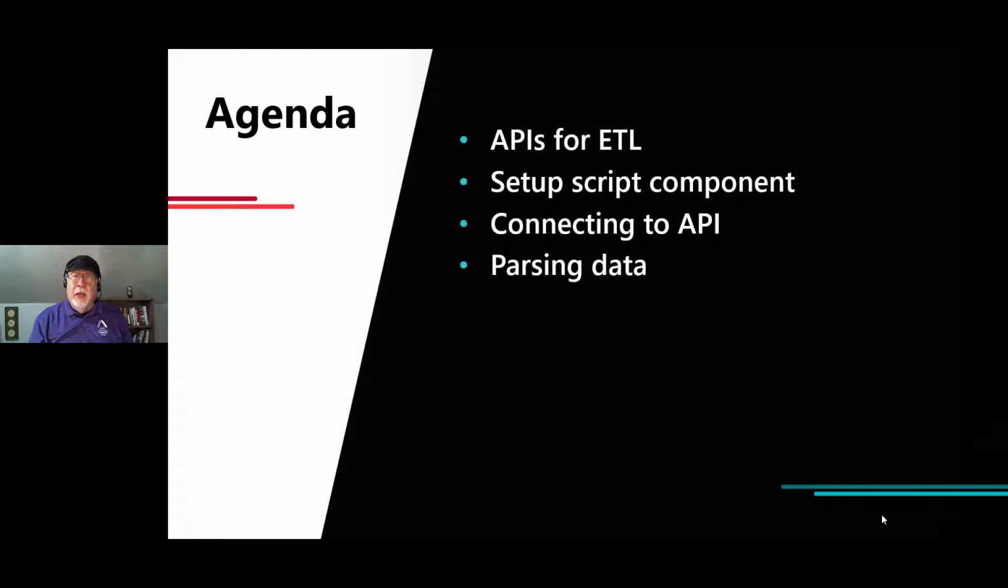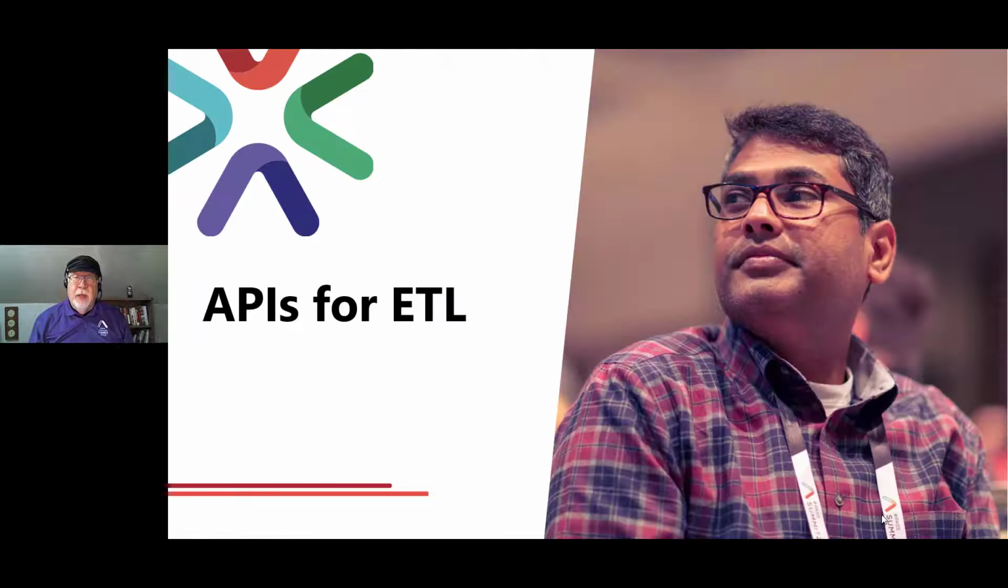We're going to talk about just in general what are APIs and how they work in ETL. Then we'll look at how to set up your SSIS component. This is work you'll do anytime you do a SSIS script component. Then we'll look at how to connect to the API. And finally, we'll look at how to parse the data that comes from the API. So let's look at APIs.